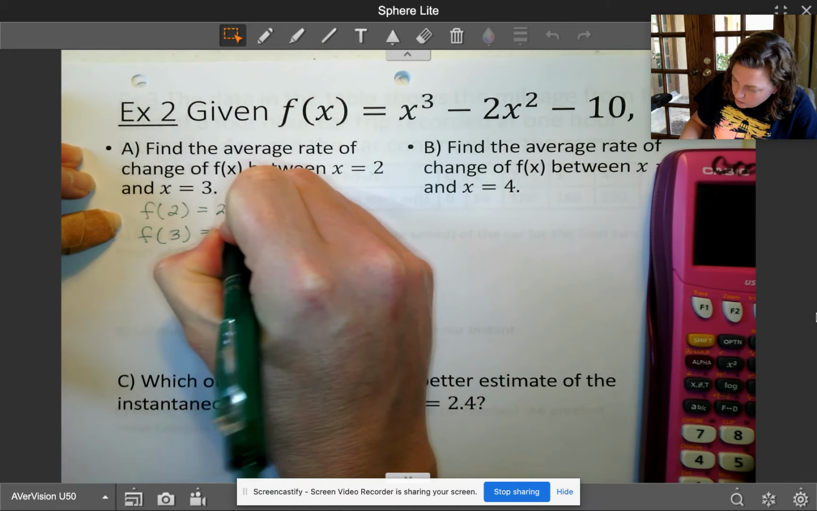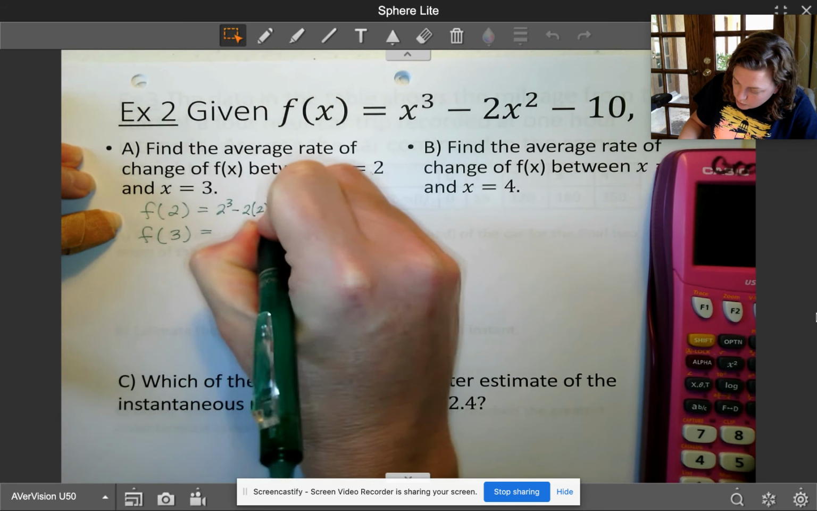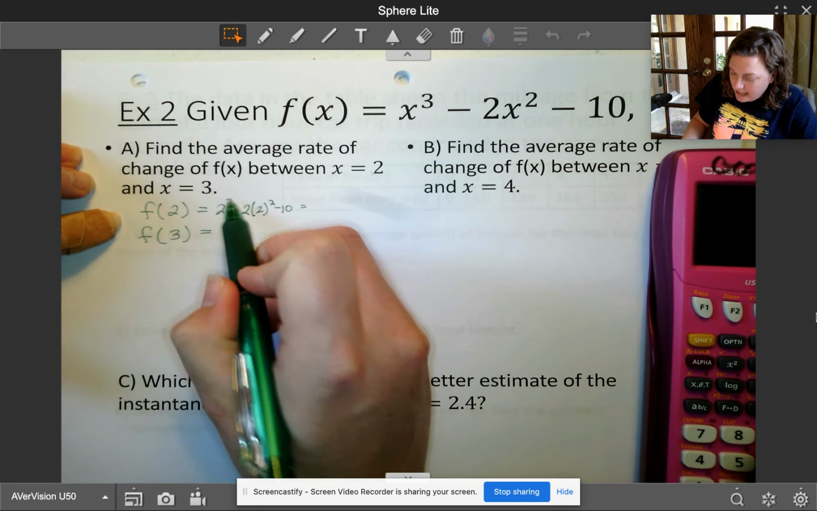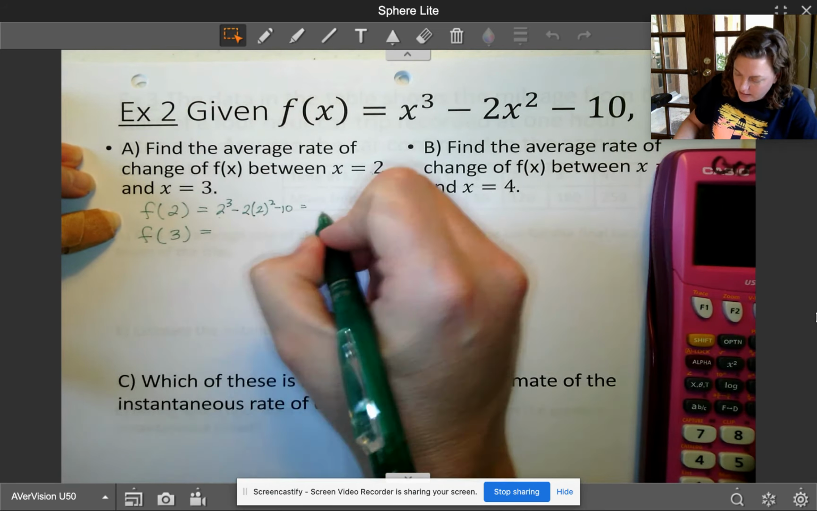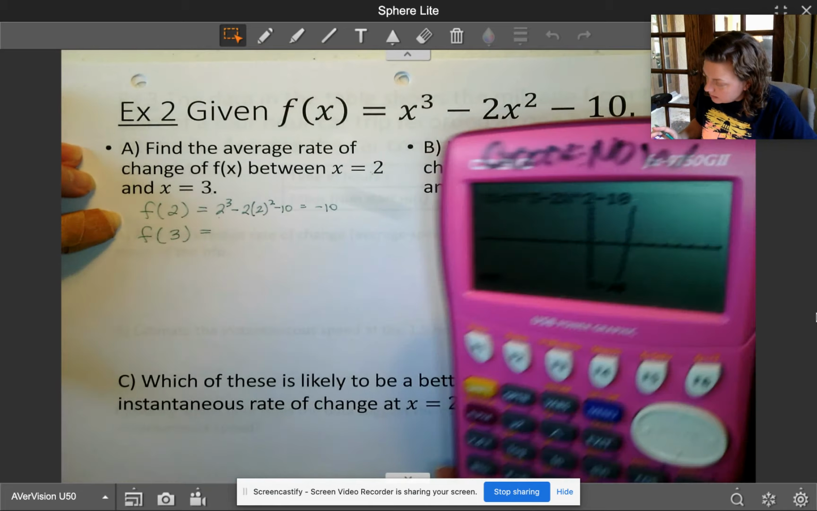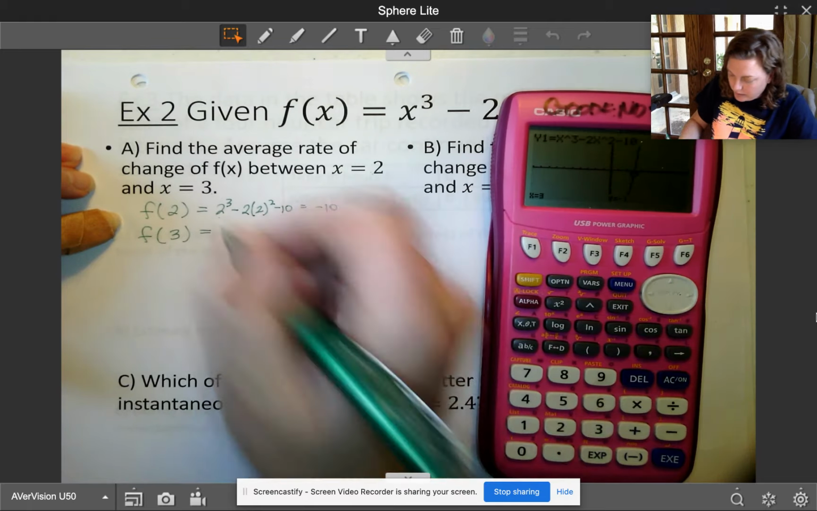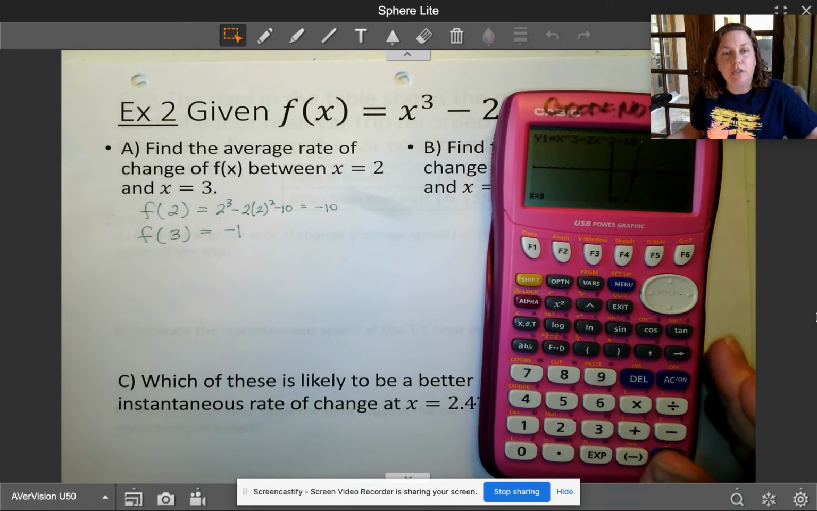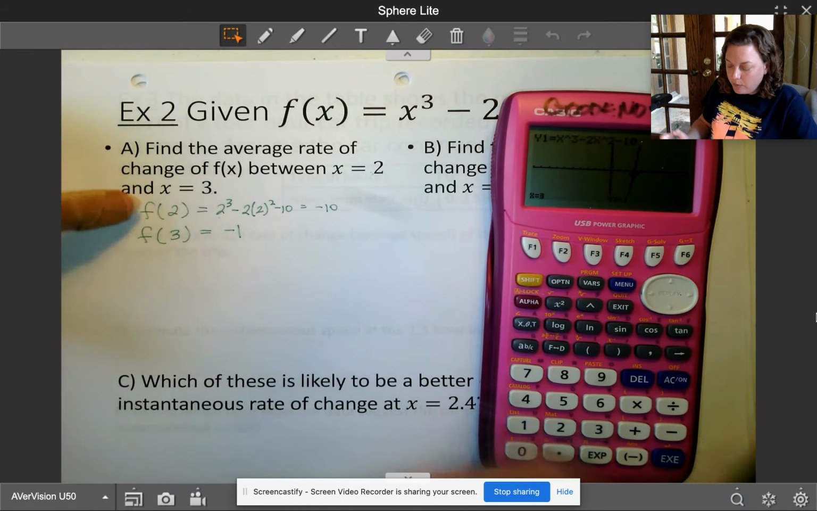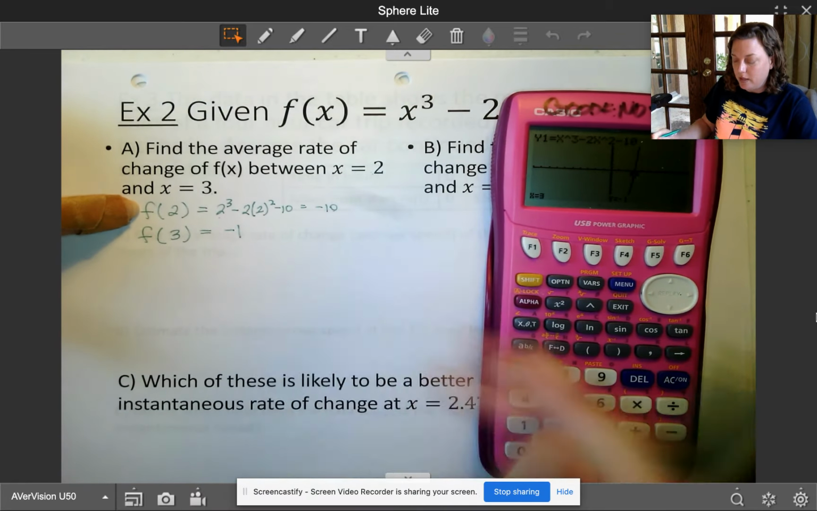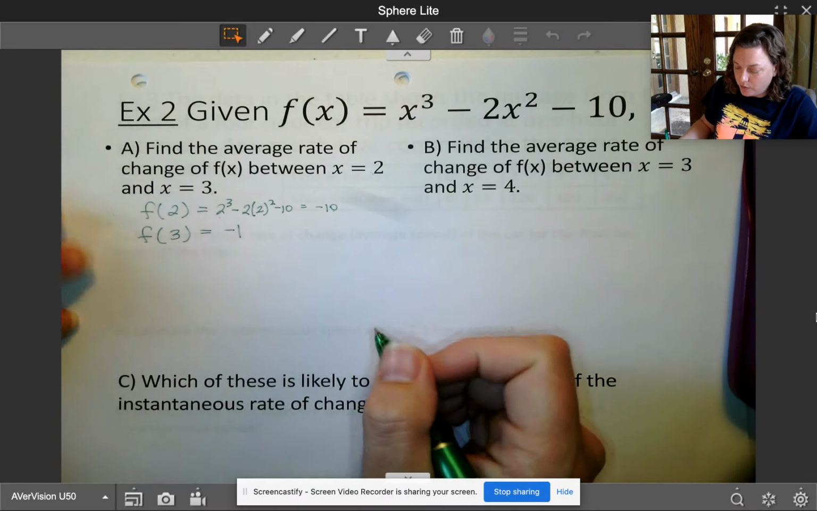2 cubed minus 2 times 2 squared minus 10. All right, that's 8 minus 8, which is 0, so negative 10. Okay, maybe that's negative 10. I'm going to trace 3, and I get negative 1. Of course, you could just plug it in if you needed to. But there we go. We have an x value and a y value. Function notation is very, very useful.